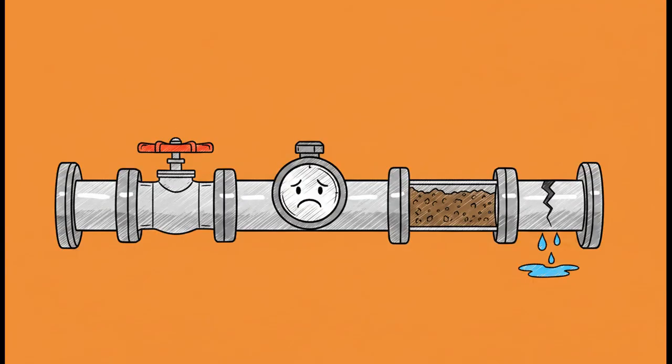It could be something as simple as your main water valve being partially closed, or it could be a failing pressure regulator. That's a device that controls the pressure of all the water coming into your house. Other causes could be sediment in the main lines, or even a hidden leak somewhere.